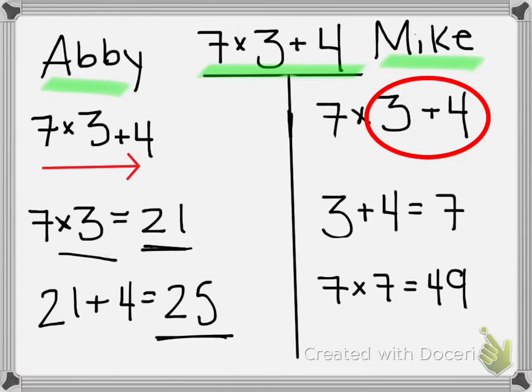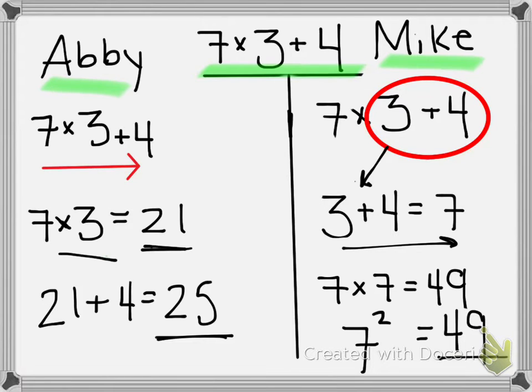Now Mike looks down and he says, well, 3 plus 4 is the easiest part to do here, so I'm going to do it first. And I know that 3 plus 4 is 7. And that 7 times 7, or 7 squared, is 49. So he gets an answer of 49.